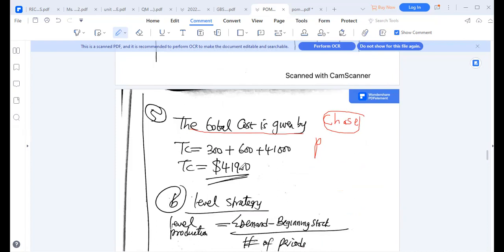It has two strategies that need to be understood: the chase strategy and the level strategy. Unless there are any questions, the time allocated was 30 minutes. It's just a matter of going through these two strategies, which one requires hiring and firing, and which one requires maintaining workforce. So we can end the class for now.